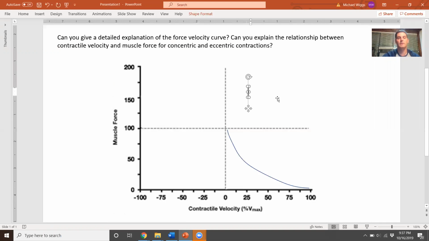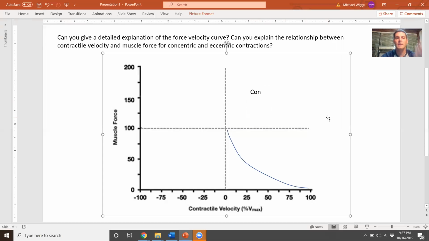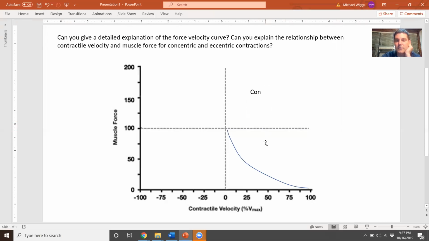On this side of the curve, this is all concentric contractions. As we look at the relationship here, this is an inverse relationship. As velocity goes up, muscle force must go down. Conversely, as muscle force goes up, velocity must go down. Another way to think about it is that in order to do a very fast contraction, we must do it at a low weight. In order to do a very forceful or heavy contraction, we must do that at a very slow velocity.